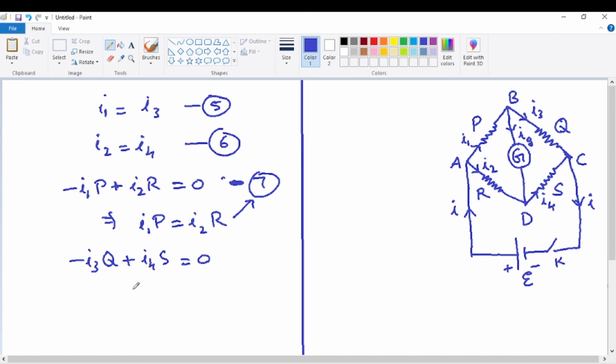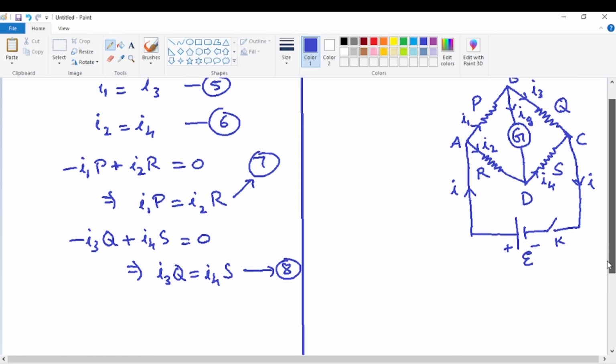But a simpler form of this equation can be written. Minus I3Q, taken to the other side, will become plus I3Q. So I'll write plus I3Q is equal to I4S. This can be called equation 8. It's better to call them the simpler forms, equation 7 and equation 8. Anyhow they are simple and don't require any modification. This way the first four equations of the Wheatstone Bridge derivation, 1 to 4, are becoming 5, 6, 7, 8. They are much simpler.